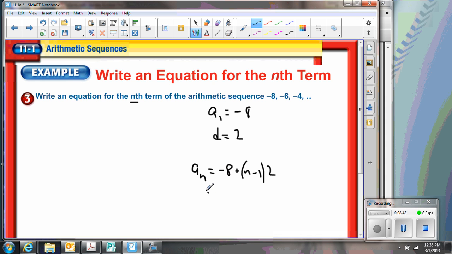Now, usually you're going to see this equation simplified a little bit. So we're going to take the 2, we're going to distribute it in, so that'll give me a 2n minus 2 minus 8, which means this is 2n minus 10. This equation can now be used to find the nth term of any given sequence. So for instance, the first term is found by plugging in 1 for n. 2 times 1 minus 10 is negative 8. If I want the 100th term, 100 goes in for n. 2 times 100 minus 10 is 190.